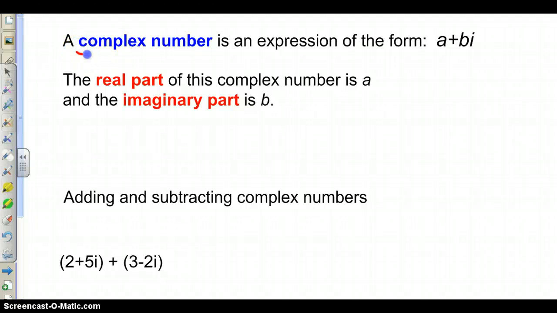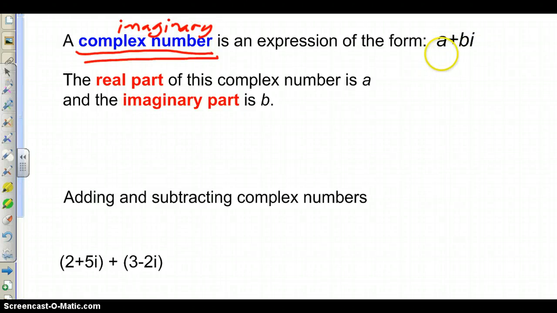So a complex number is what we're talking about here. Sometimes I'll use these terms interchangeably, but they're just a little bit different. But when we're talking about complex numbers, we're usually talking about imaginary numbers. A complex number has two parts. It's very complex. They have two sides to the number. You have a real part and an imaginary part, and it goes in that order, usually a plus bi.